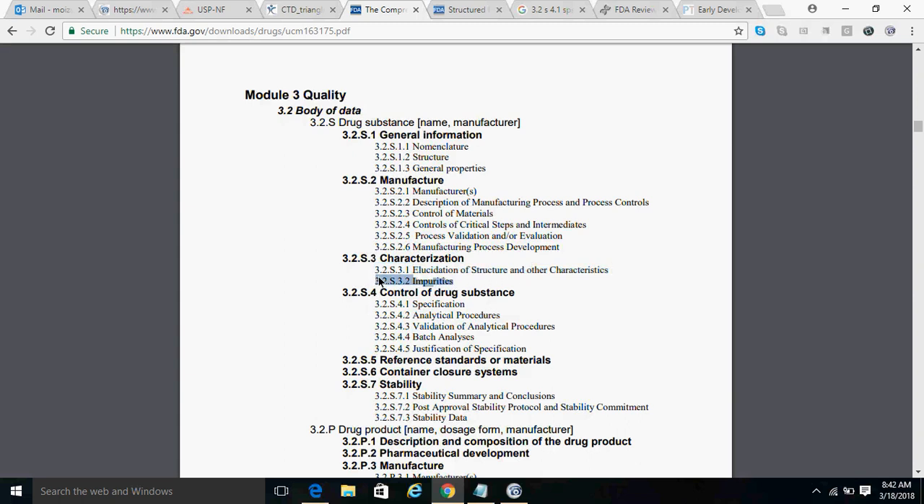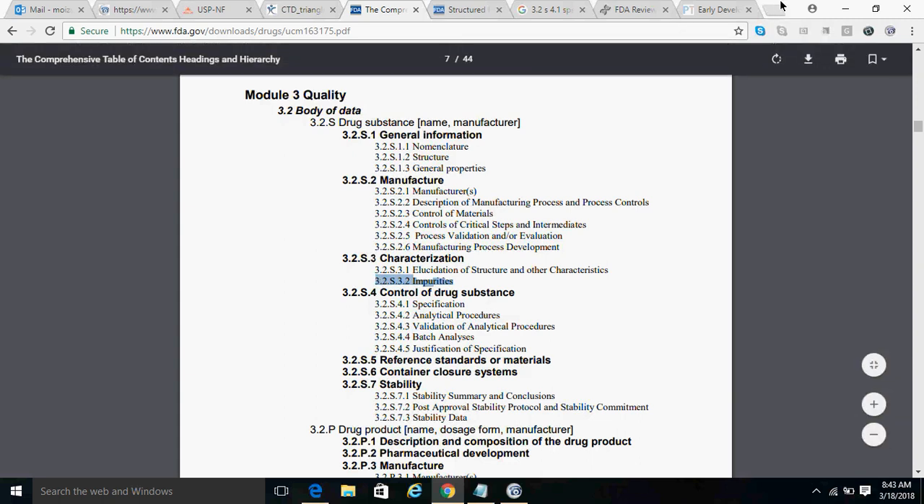Impurities, 3.2.S.3.2. So even this information is also provided. What are the impurities in the drug substance? They will give you that, and how much the limit should be for each impurity will also be provided. For this one, there are guidelines on drug substances for impurities. Guidelines on impurities. Let's type.